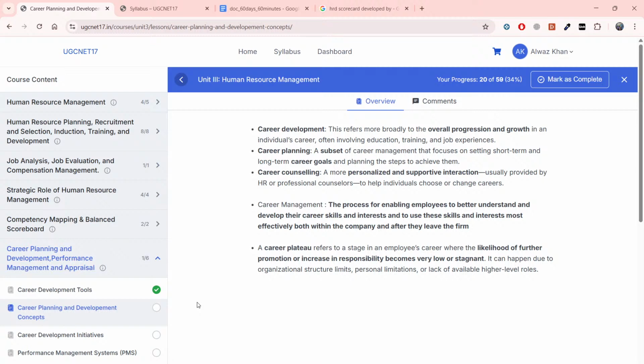A career plateau refers to the stage in an employee's career where the likelihood of further promotion or increase in responsibility becomes very low or stagnant. It can happen due to organizational structure limits, personal limits, or lack of available higher level roles.